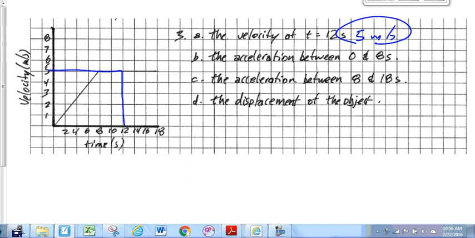The acceleration between 0 and 8 seconds. Remember, to find the acceleration, we want to say a is equal to delta v divided by delta t. But we need what delta v is. Delta v between 0 and 8 seconds is, well, v final is 5. v initial is 0. 5 minus 0 over 8 seconds, which gives me 0.625. Yes?